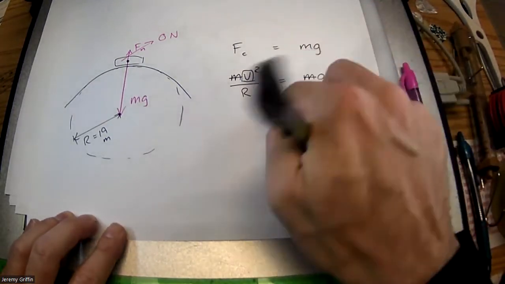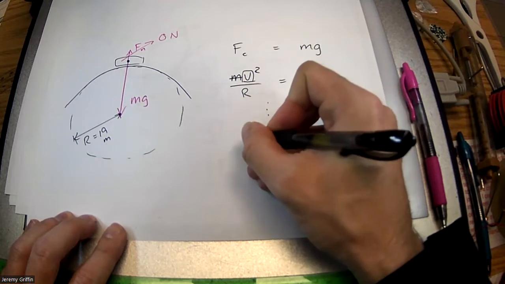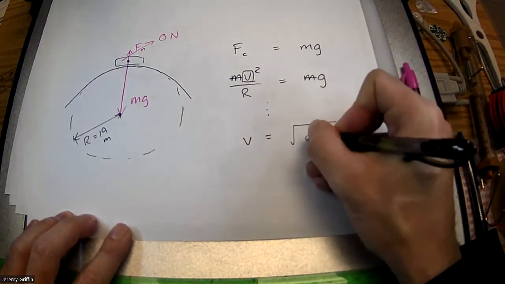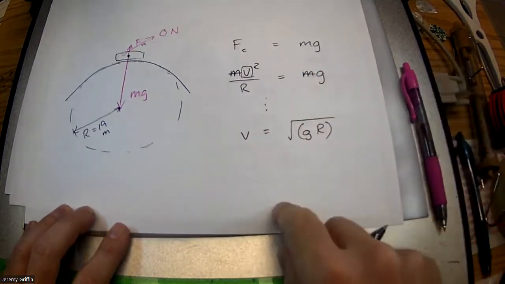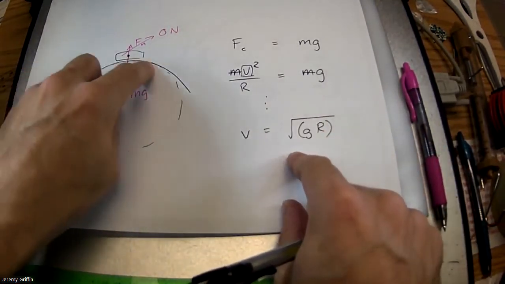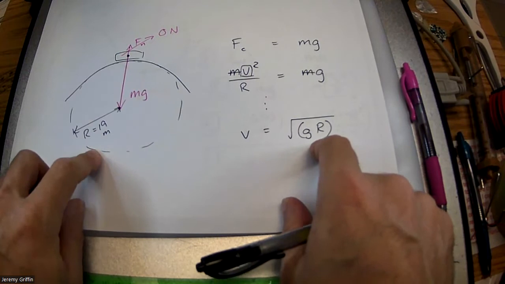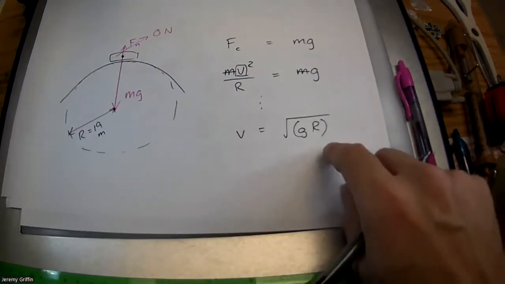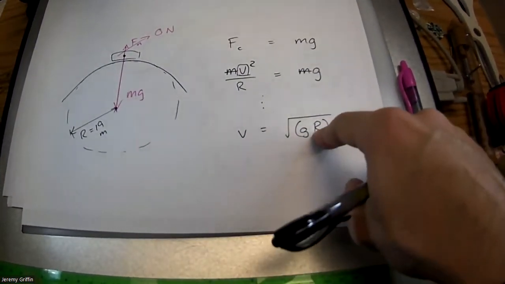Cross multiply the r and take the square root. Wouldn't the speed be the square root of g times r? Here g is the gravity field of the planet, and r is the radius of curvature of this circle. Which, in an orbital velocity case, would approach the radius of the planet.